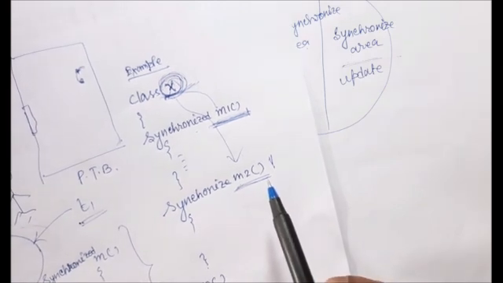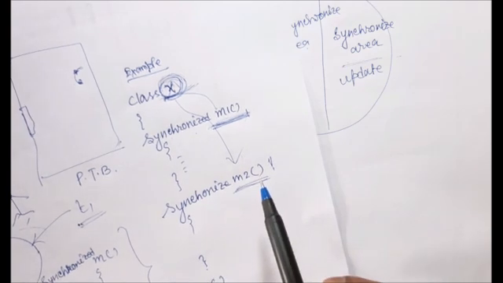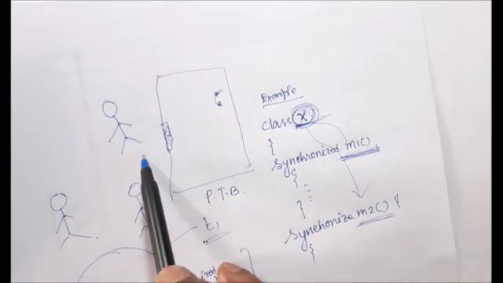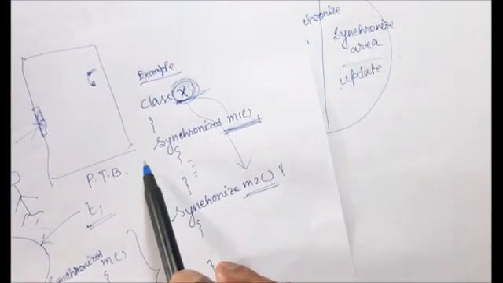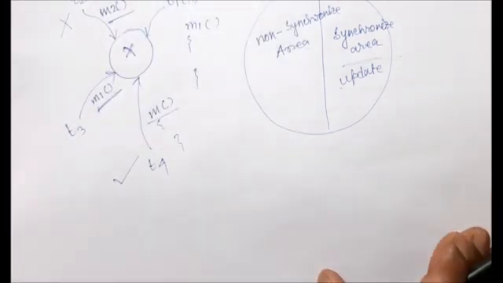Why? Because every object in Java has only one lock. Only one lock. You can compare it with the telephone booth: only one lock is there to open the door, or to access this method. So we can write how to implement this code in this way.